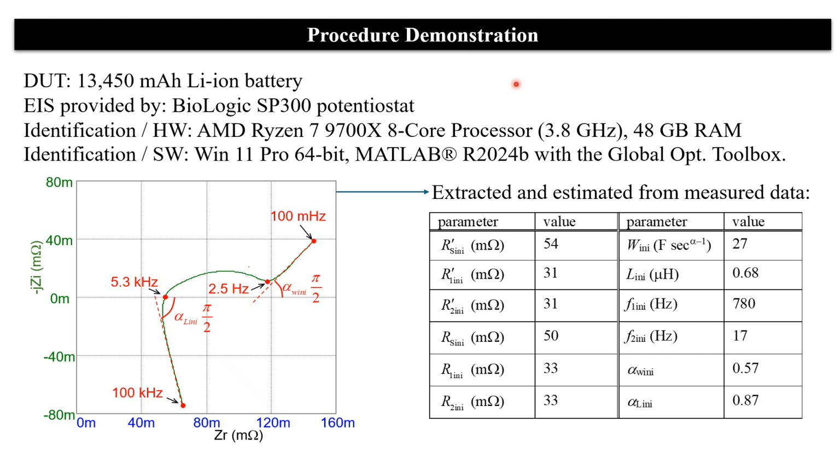We demonstrate the algorithm on this lithium-ion battery, which was measured using a BioLogic SP300 potentiostat, and for the identification we utilized a computer with these hardware and software specifications. Here you can see the measured Nyquist characteristics, and you can see the frequencies, the minimum and maximum frequencies and the boundary frequencies, as well as the fractional slopes of the fractional order elements. And here you can see the initial estimated parameters using the rough method.